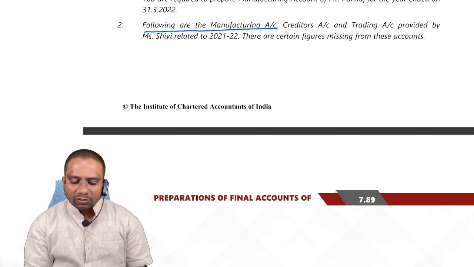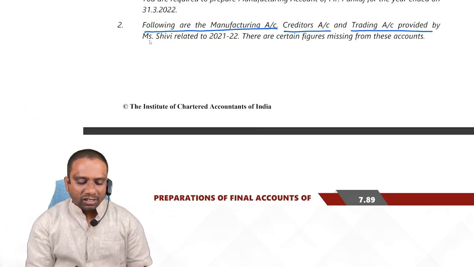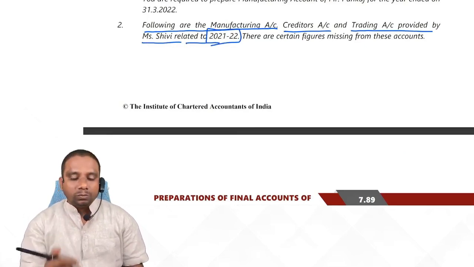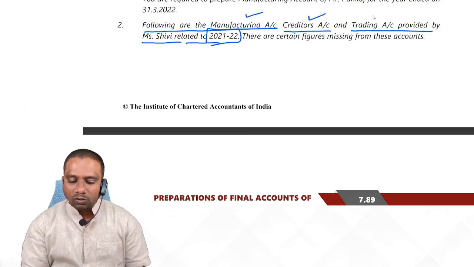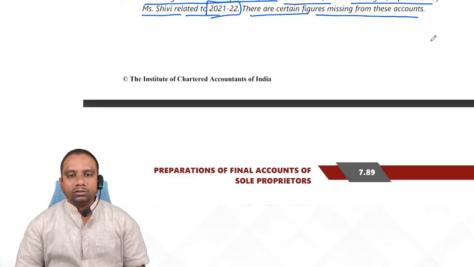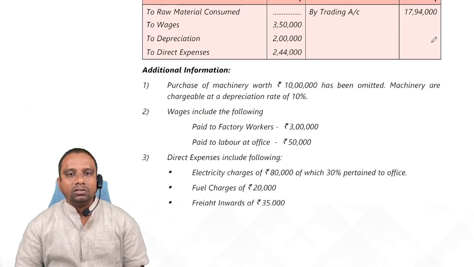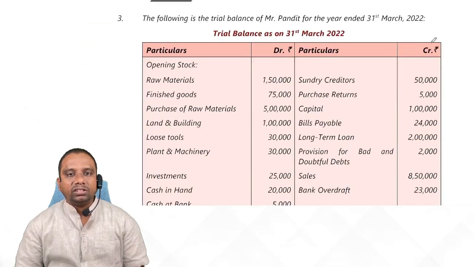Following are the manufacturing account, creditors account and trading account provided by Mr. Shivi related to 21-22. Already they have prepared the manufacturing account, creditors account and trading account. There are certain figures missing from these accounts. Okay, fine. Look at this: the raw material account, creditors and manufacturing account. They have given some additional information.